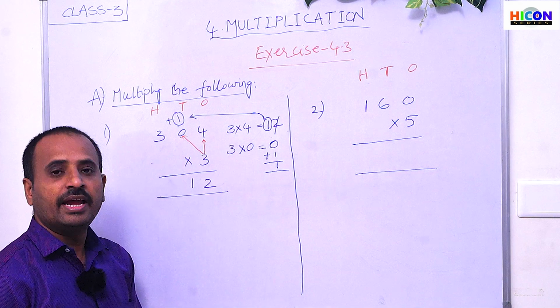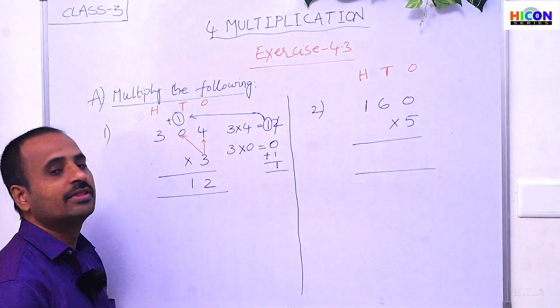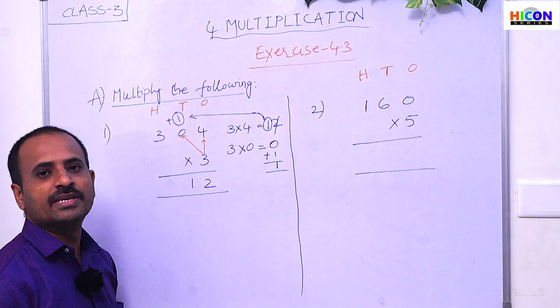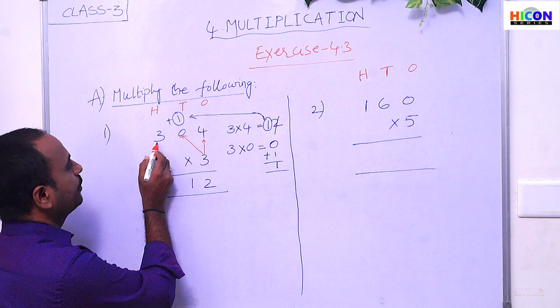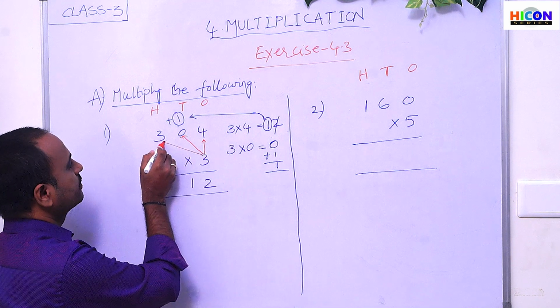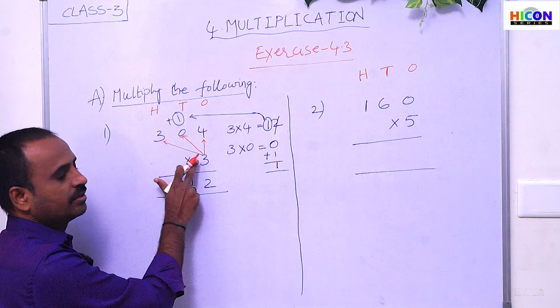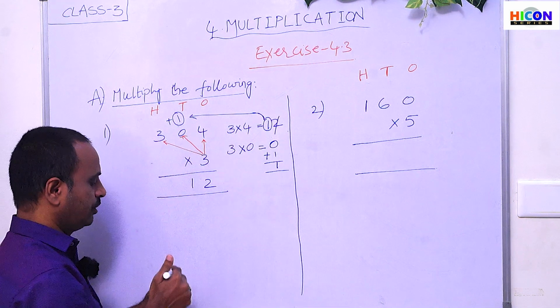So now again start the multiplication with the hundreds place. What is present in the hundreds place? 3 is present in the hundreds place. So multiply the digit present in the hundreds place with 3, so multiply 3 with 3. That is 3 into 3.